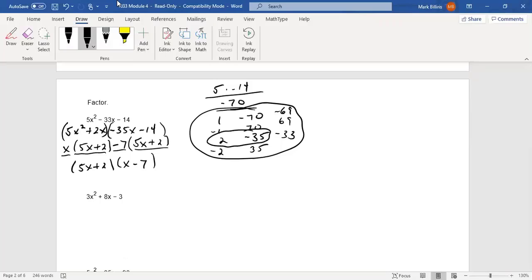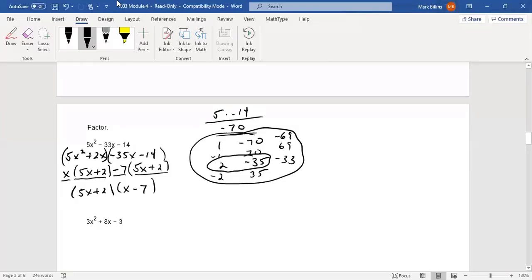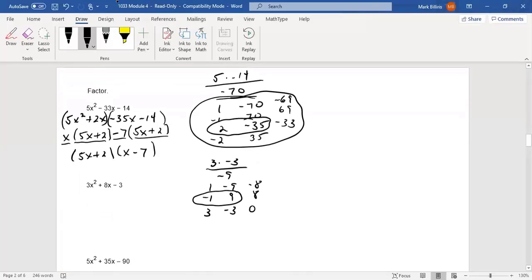So our first step in all factoring problems is to remove the greatest common factor. Nothing divides into all three of these. So next, I go to my AC method. So I multiply 3 times -3, and that gives me -9. So I'm going to write the factors of -9. And then I'm going to add the factors together and choose the pair that adds to my middle term. My middle term's a +8, so I'm going to use -1 and +9.